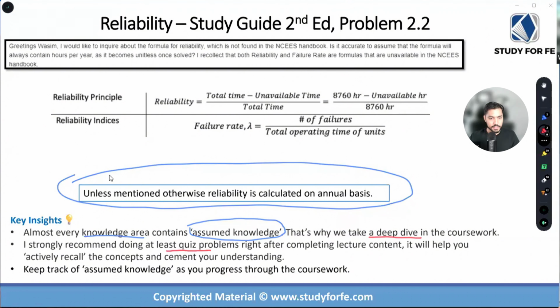Okay, they might be easy, they might be difficult. For the most part, quiz problems are easier than the study guide. The mini exam is more difficult. The actual practice exam that I have in the course is even more difficult. But what it does for you is that you are able to actively recall what you just learned, right?